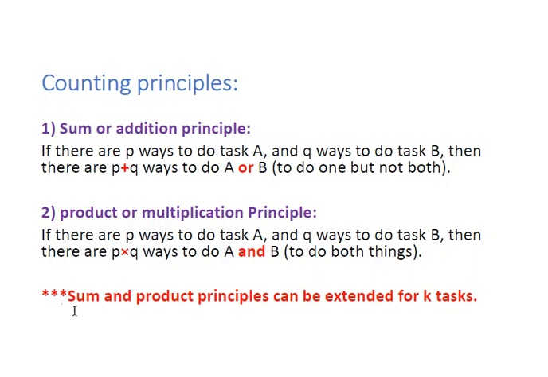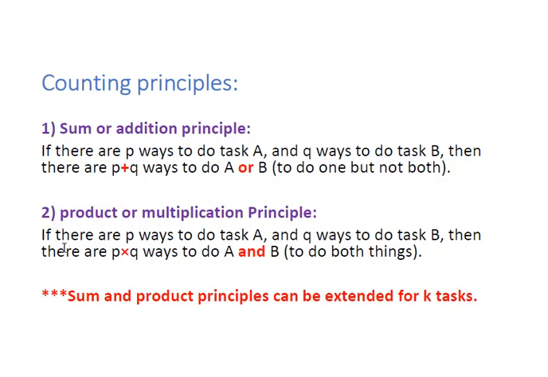Please note that the sum and product principle can be extended for more than 2 tasks, for example, K tasks. Okay, we are going to rewrite them for 3 tasks, for example. If there are P ways to do task A and Q ways to do task B and H ways to do task C, then there are P plus Q plus H ways to do A or B or C. It means to do one of them, not all.